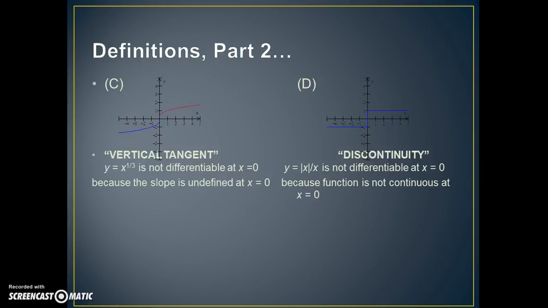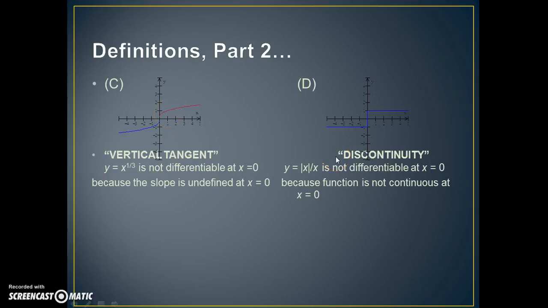Two more examples of functions that are not differentiable. The vertical tangent: an example of that would be y is equal to x to the 1/3, and this function is not differentiable at x is equal to 0. In this case, the slope on either side of x is equal to 0 is approaching positive infinity. You can also have a situation where the slope approaches negative infinity. Both the piece in blue and the piece in red are approaching positive infinity, which makes it different from the cusp.